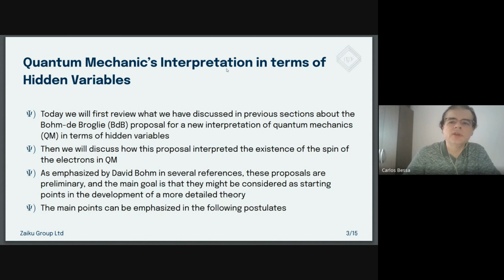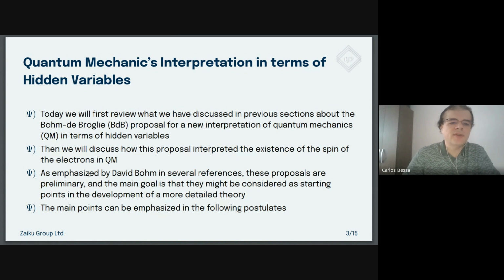This is the quantum mechanics interpretation in terms of hidden variables. So today we will first review what we have discussed in the previous sections about the Bohm-de Broglie proposal for a new interpretation of quantum mechanics in terms of hidden variables. Then we'll discuss how this proposal interpreted the existence of spin of the electrons in quantum mechanics.